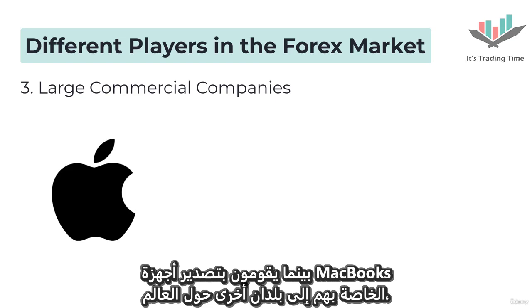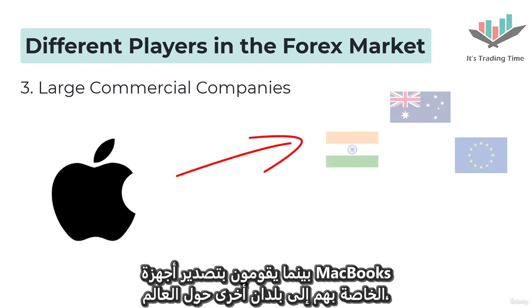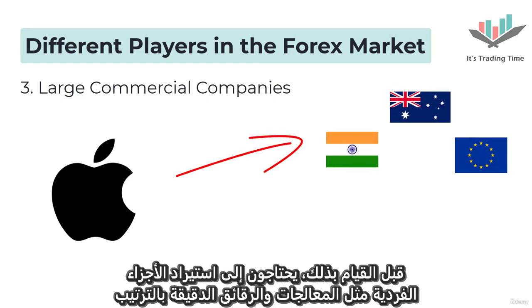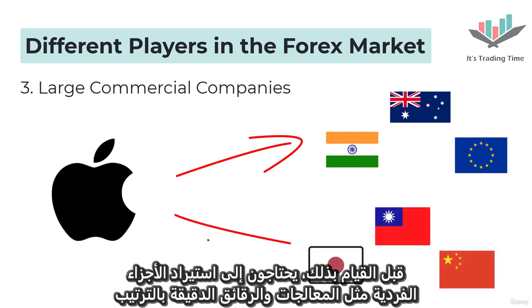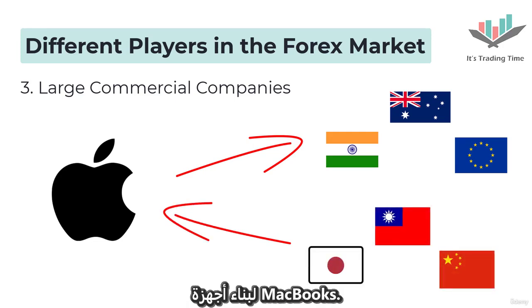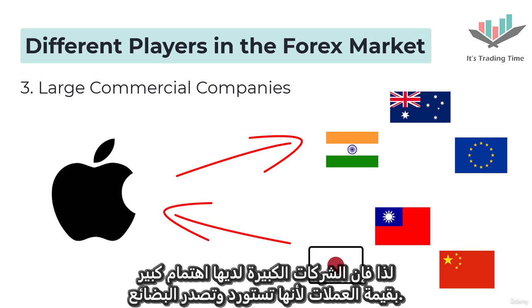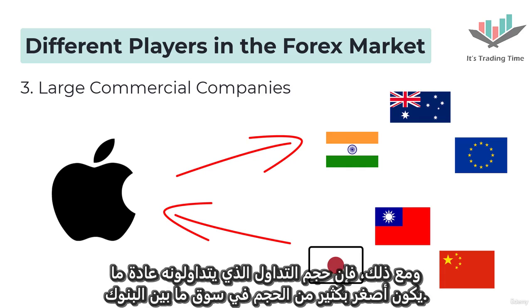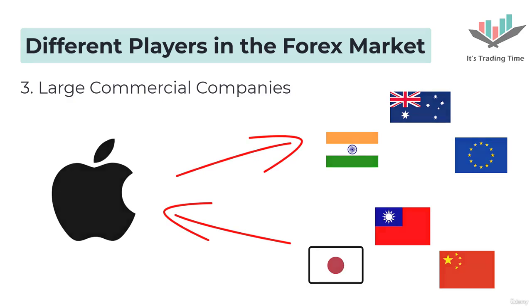Whilst they export their MacBooks to other countries around the world, before doing that, they need to import individual parts such as processors and microchips in order to build the MacBooks. So large companies have a big interest in the value of currencies as they import and export goods. However, the volume they trade is usually much smaller than the volume in the interbank market.